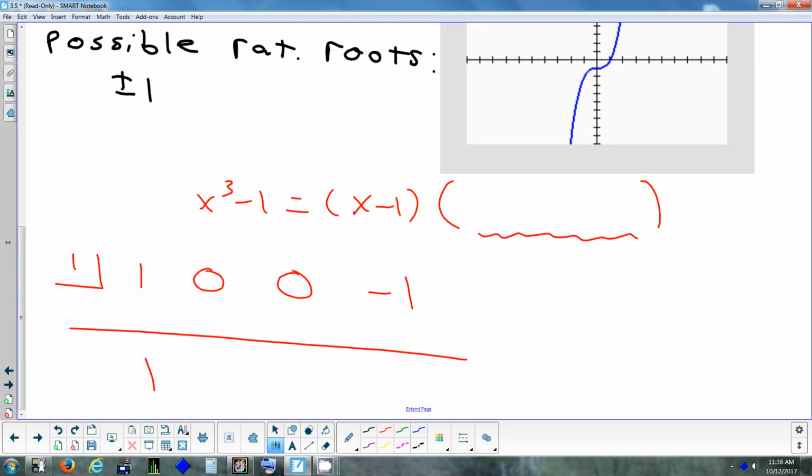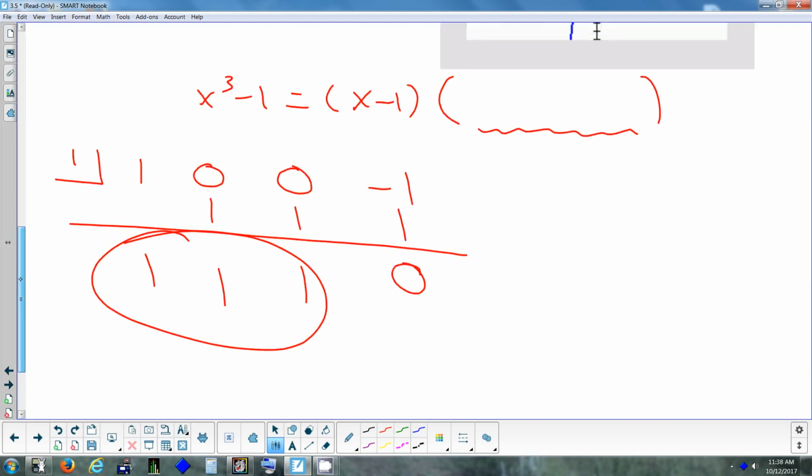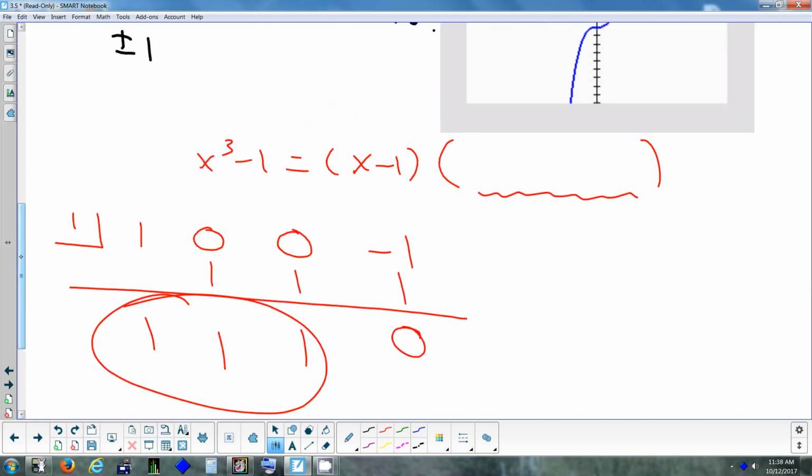Okay, so bring down our 1. 1 times 1, add. 1 times 1, add again. 1 times 1 is 1, remainder 0. So here is my quotient, x squared plus x plus 1. So we just factored it. So we already know the answer to this part.